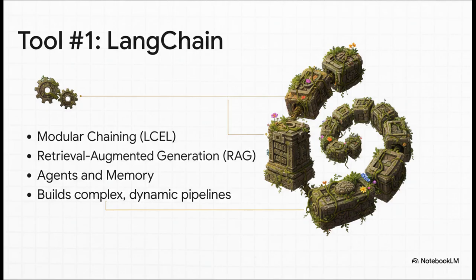First on the list, LangChain. The best way to think about it is like the glue for your entire LLM app. It gives you all the building blocks, the chains, the RAG components, the agents, and lets you snap them together to build really powerful and complex AI workflows from simple parts.